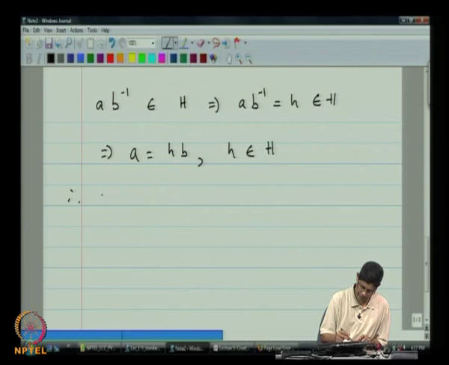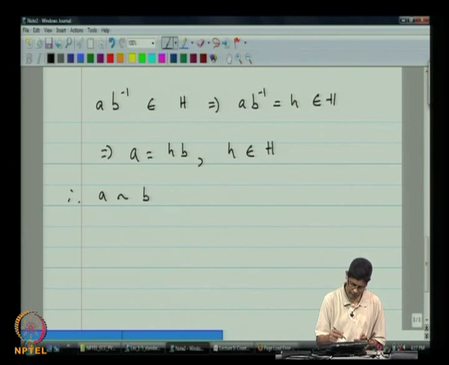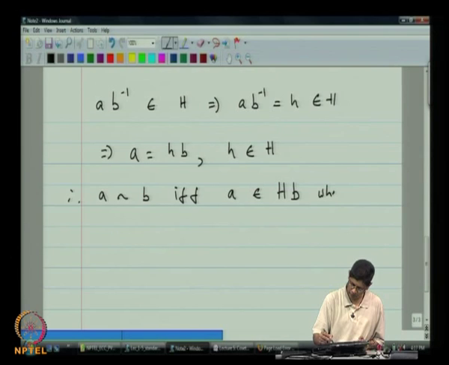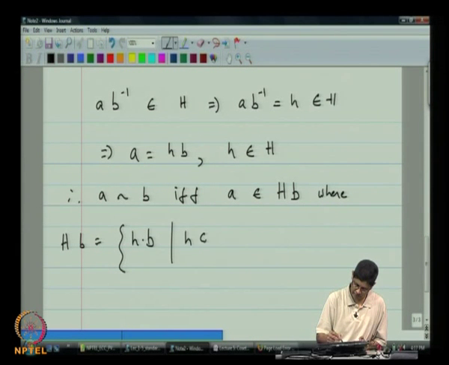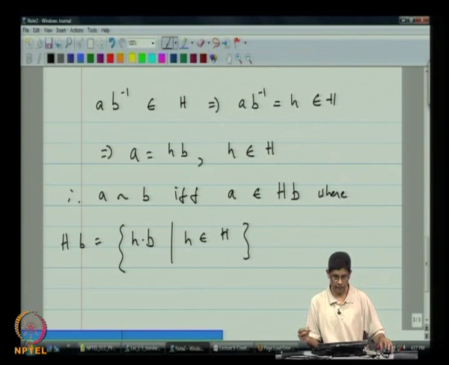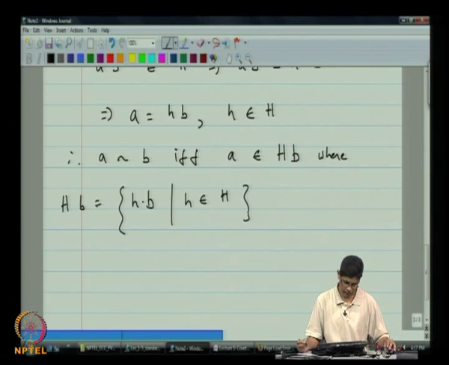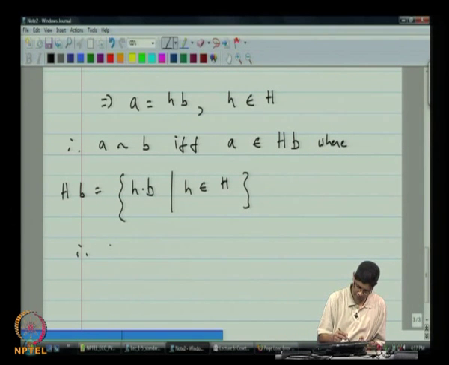So therefore A is equivalent to B if and only if A belongs to HB, where we define HB to be the set of all elements of the form h times B, where h itself is in H. So in other words, the equivalence class of B now looks like HB in this case.